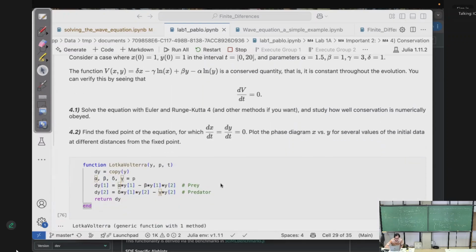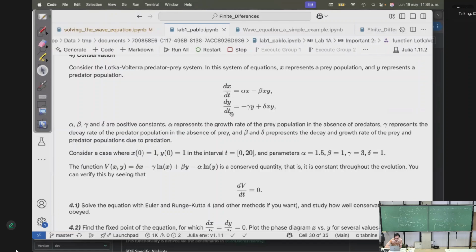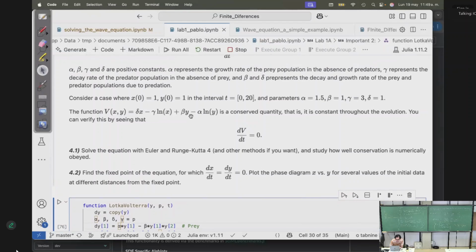So what we are trying to do here is now to define these equations, okay? We have dx over dt, dy over dt, and this is what we are doing right here. We are defining the Lotka-Volterra function that takes a y, takes some parameters, takes a time t, and returns dy over dt. And this is what is expected to do, okay? So here we have defined alpha, beta, delta, and gamma, and we put them right here. And let's see if this equation is okay.